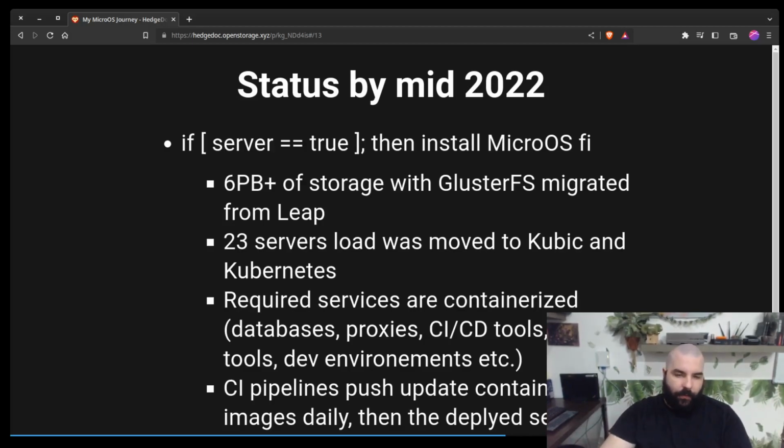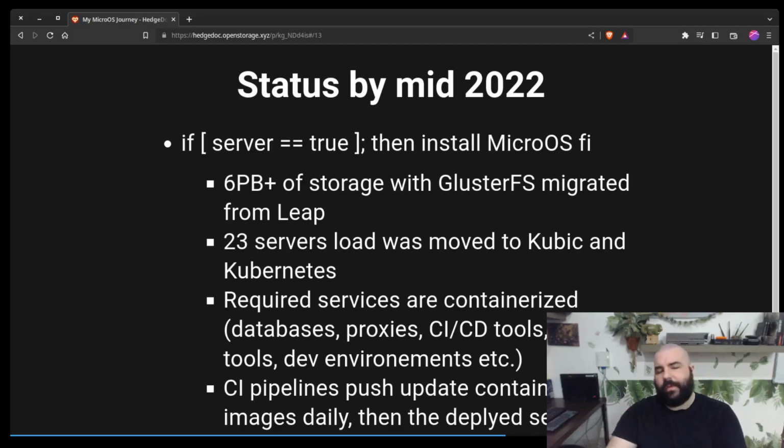So by mid-2022, we had about 6 petabytes, closer to 7, of storage out in the wild with GlusterFS that we migrated away from Leap to MicroOS. We had about 23 servers. The entire load was moved into Kubic. So the 23 servers have been freed up, and with about half of it, we were able to migrate everything into Kubic and Kubernetes. We were already doing some Kubernetes deployments, but mostly on cloud providers like Google Cloud, because it was just a lot easier than maintaining and running it locally.